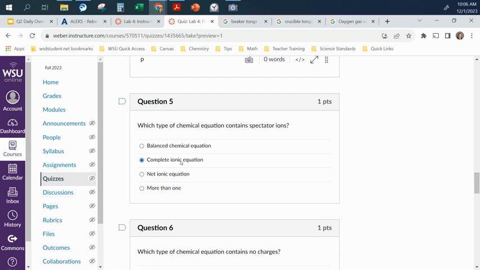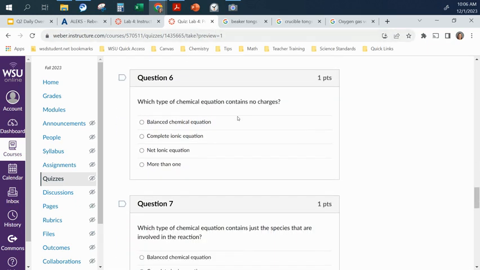So there's some ions in a reaction. We can look at this on Thursday also. Sometimes ions don't participate. They're just present to balance the charge. But they still show up. We write them in the complete ionic equation.